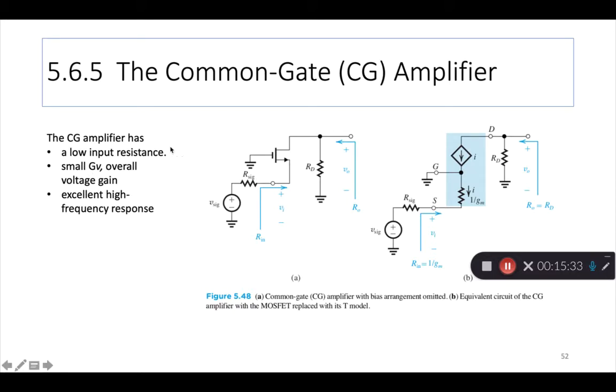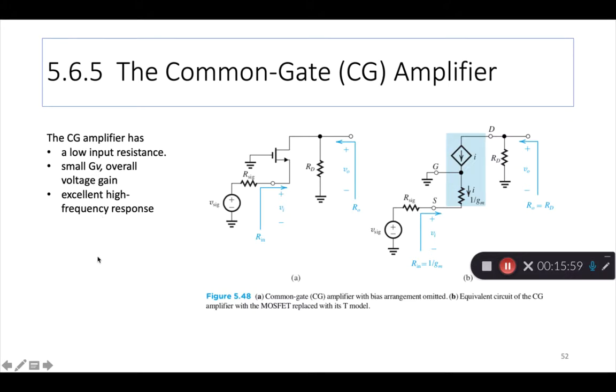Okay. Next, we come to the common gate amplifier, which is similar to the common base amplifier that we studied for the BJTs, right? So, what are the characteristics of a CG amplifier, common gate? It has a low input resistance, small gain, GV, the overall voltage gain is small.